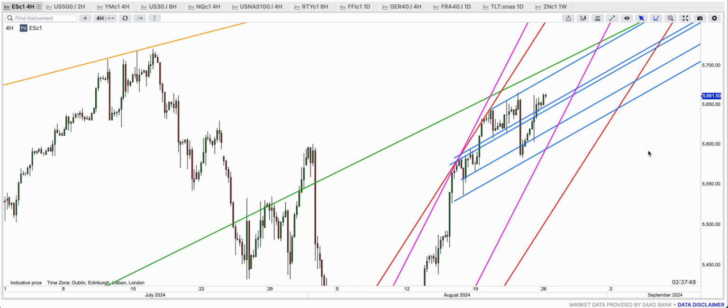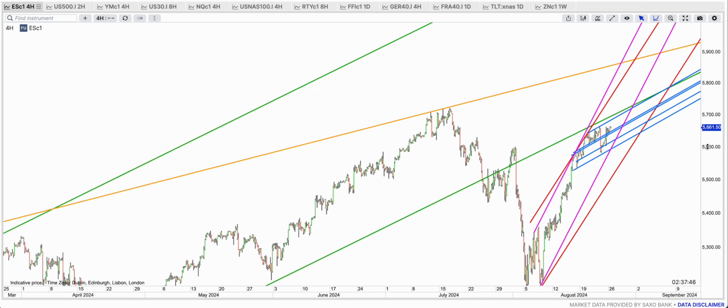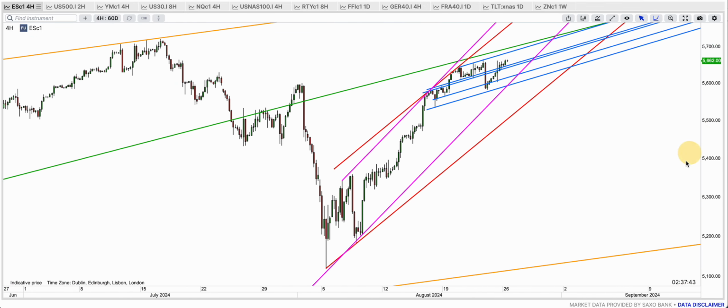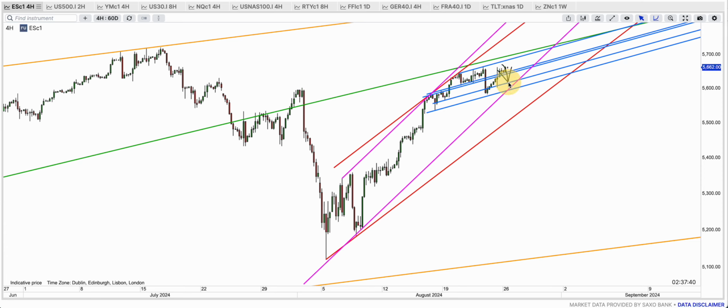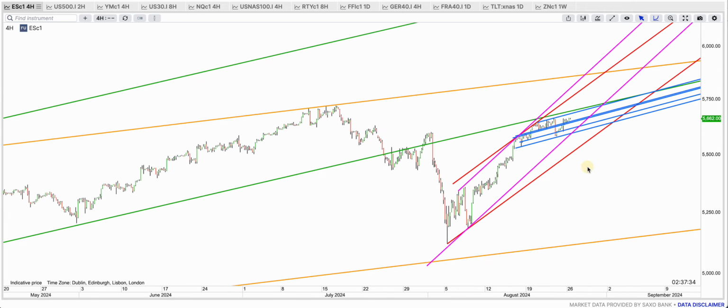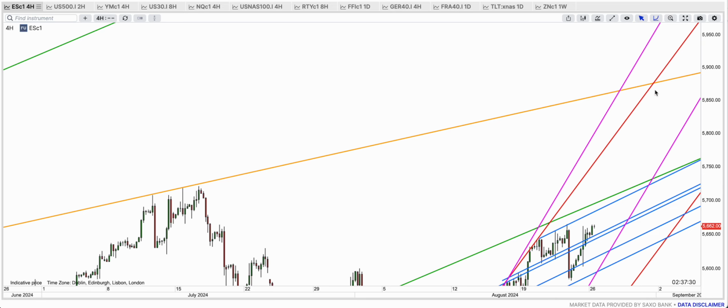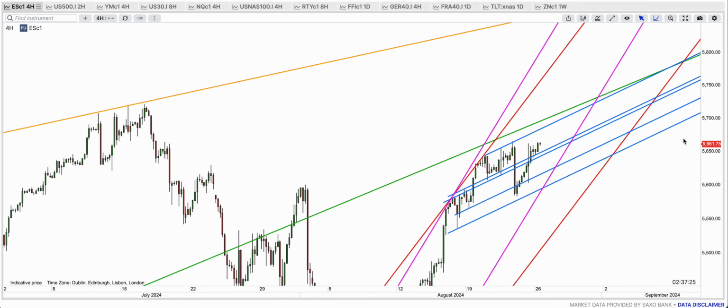We have this blue sideways channel, but on the 4 hourly chart, you can see if it comes down to this purple bottom band, it is a potential bottom band support. So if it comes here, we rally beyond that green major resistance, and the obvious target would be 5,850 or so within that purple potential uptrend.